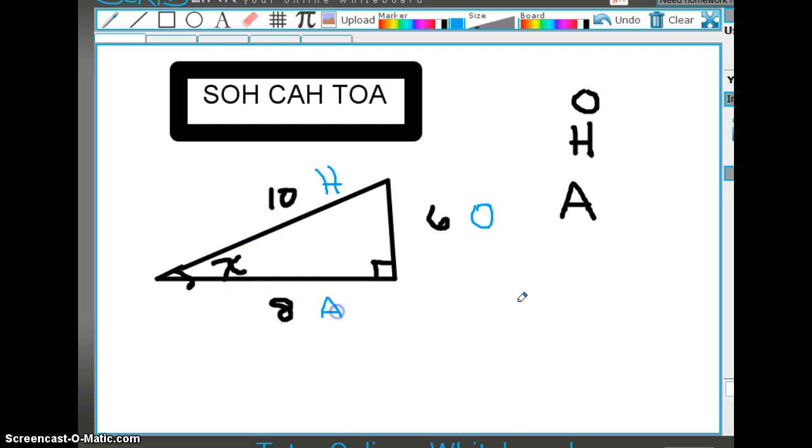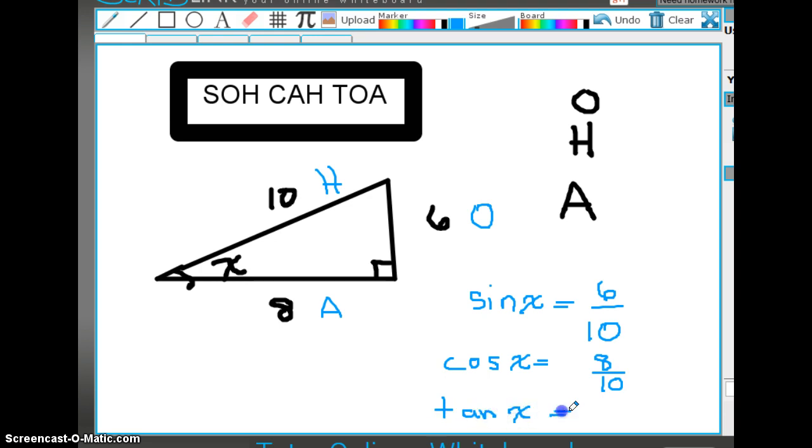So now we can set up three trigonometric ratios. The sine of x is equal to, from the formula, opposite over hypotenuse. You don't put O over H, you put what it stands for. So 6 over 10. Now we don't have the units on this, but it could be any units. The cosine of x is equal to the adjacent side, which is 8 over 10. And similarly, the tangent of x is equal to opposite over adjacent, 6 over 8.